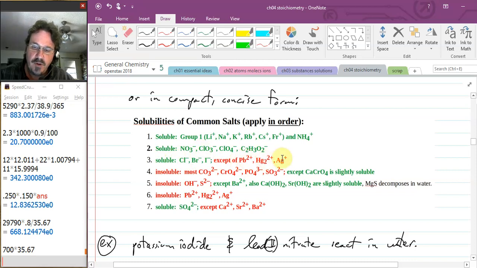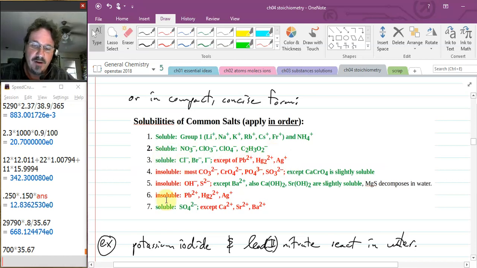Lead, mercury, and silver. There is a way that some people remember that: lead, mercury, silver. They call that PMS. The PMS is the exception to these being nicely soluble. I don't know if that helps you. I'll let you use that.